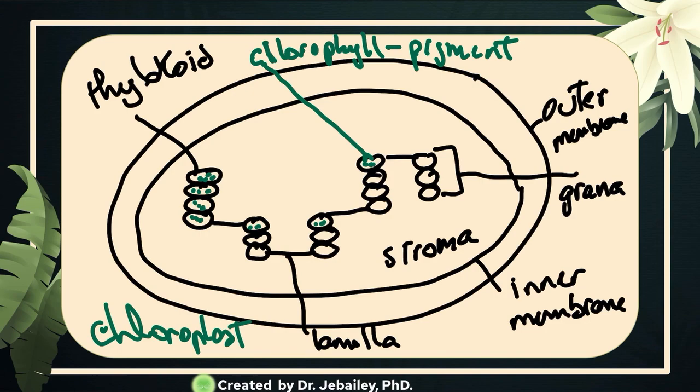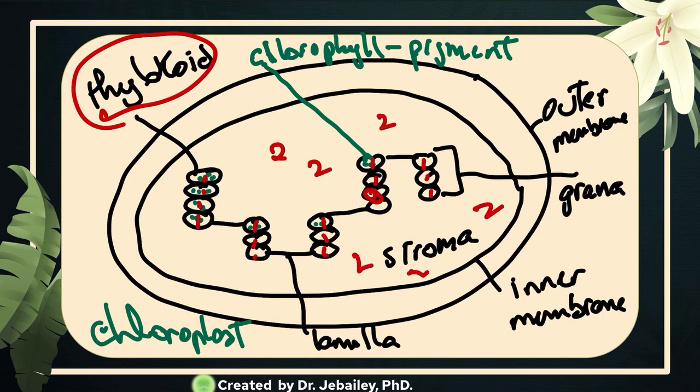So if I put it here in red, the first process is always happening at the thylakoid. So I put 1, 1, 1. Every one that I'm putting here means the first process. This is where the first process is happening. It is happening in the thylakoid. The second process of photosynthesis is happening in the stroma. So the 2, 2, 2 is happening here in the stroma. This is where the second process of photosynthesis happens.